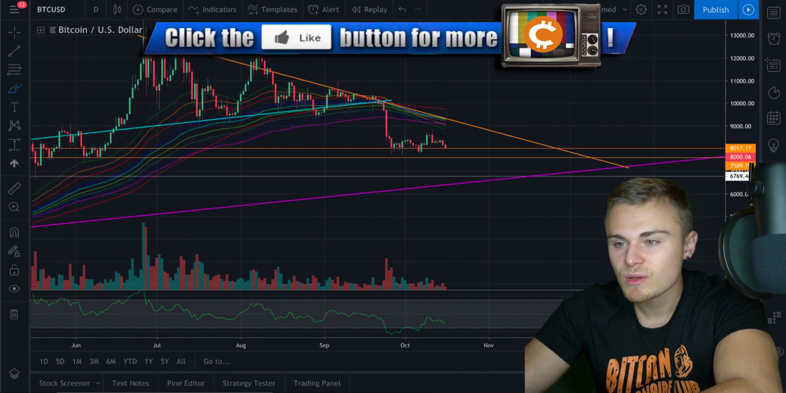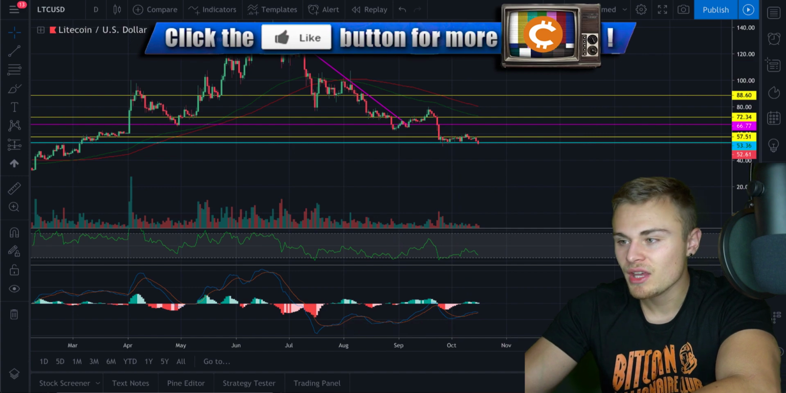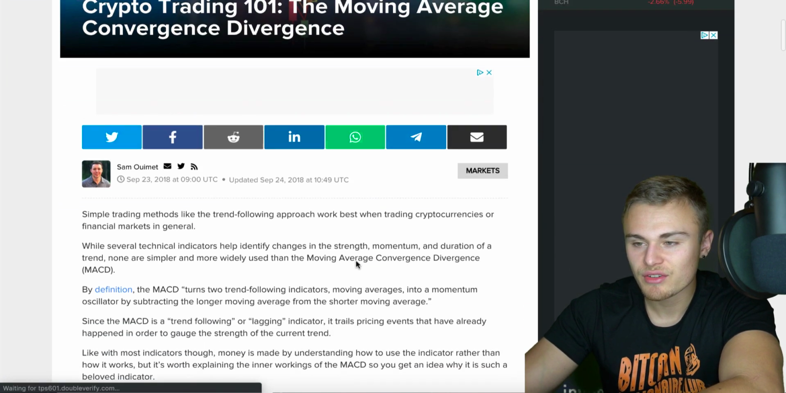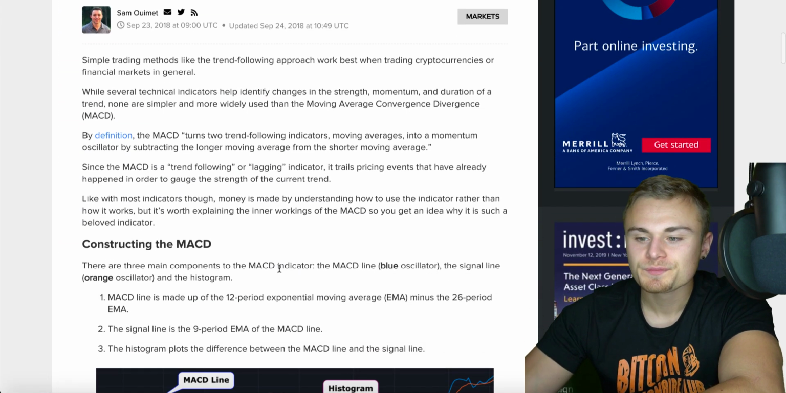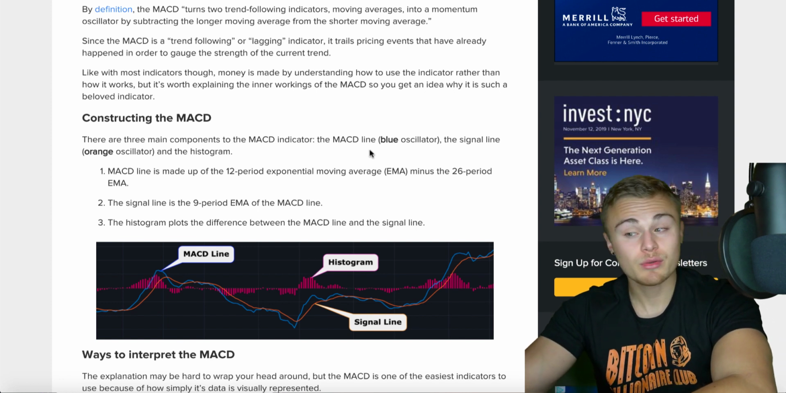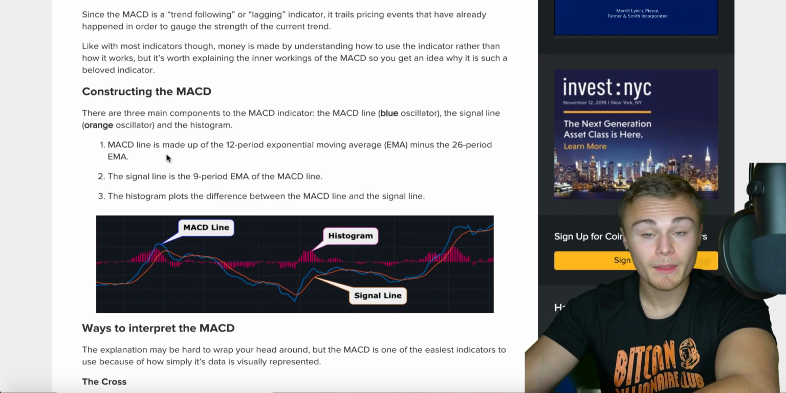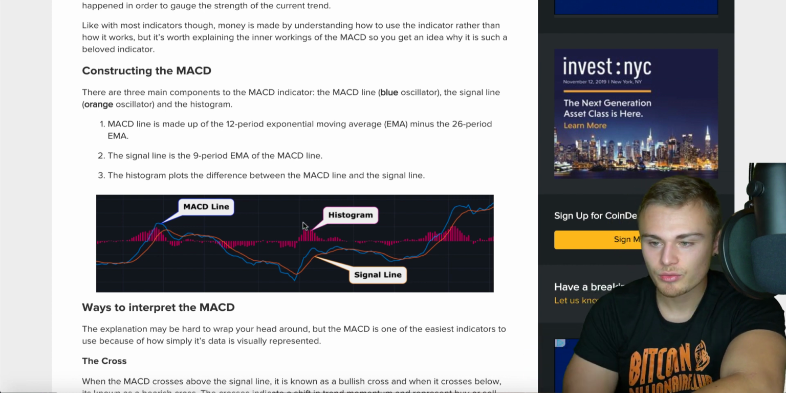Now, I do just want to jump into Litecoin, briefly explain to you guys what this MACD indicator means. So I have an article here pulled up, Crypto Trading, the Moving Average Convergence Divergence, as we know, MACD. So you can see there are three main components to the MACD indicator: the MACD line, the blue oscillator, the signal line, the orange oscillator, and the histogram. So what does that mean? You can see the MACD line is blue, the signal line is orange, and the histogram is red.